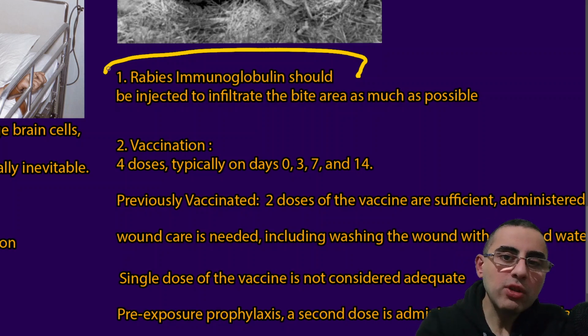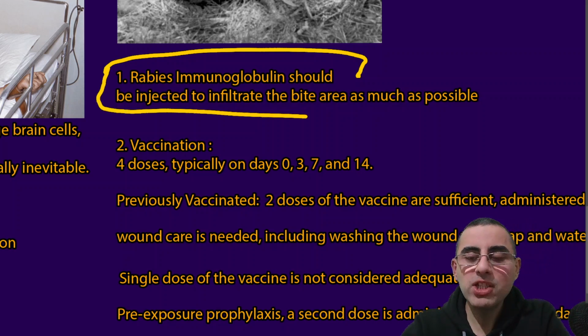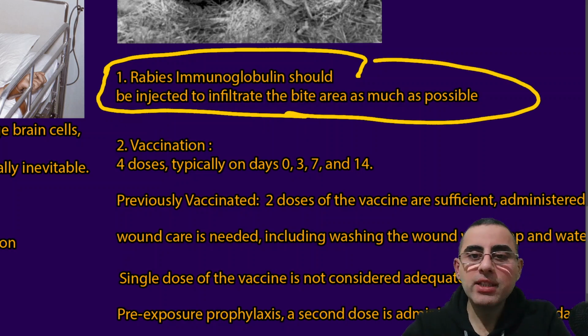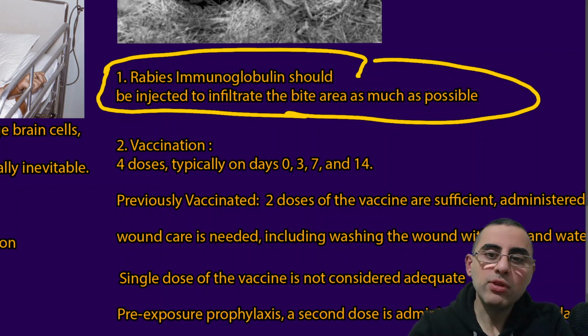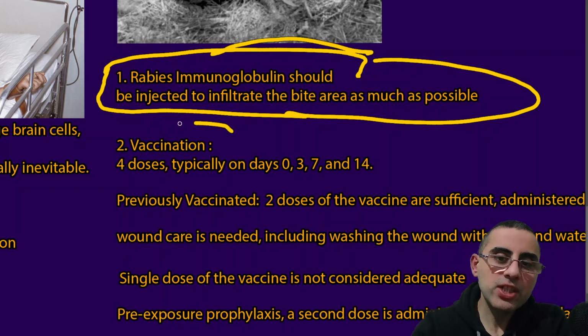Rabies immunoglobulin should be injected to infiltrate the bite area as much as possible. It's very important to fight against these viruses on the bitten area or around the wound. It's very important, immunoglobulins.